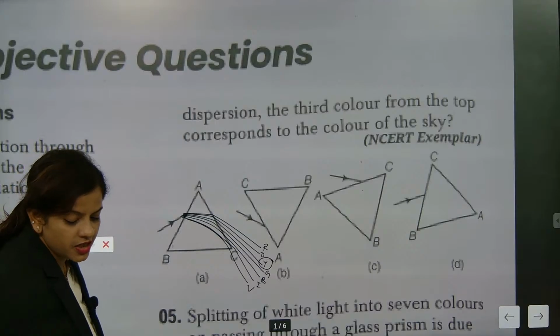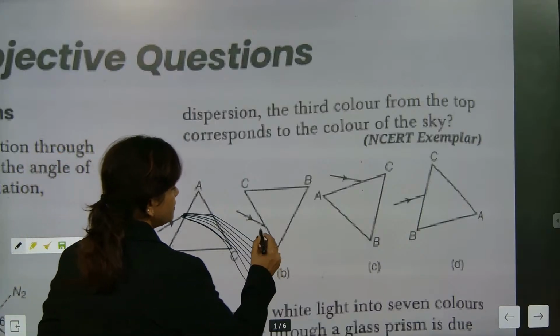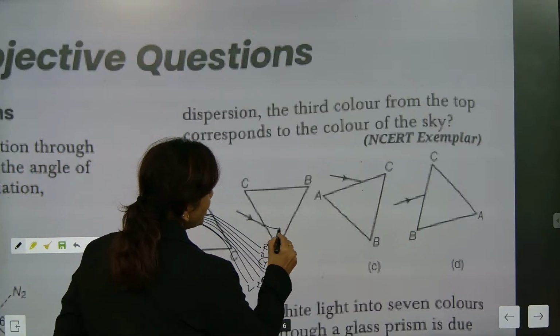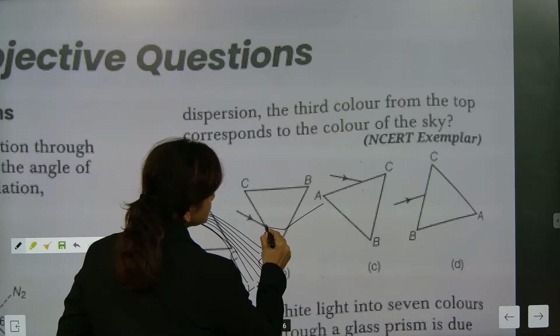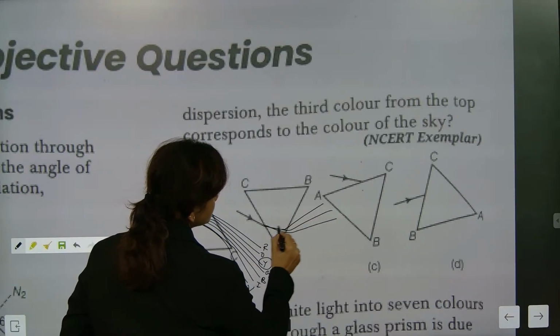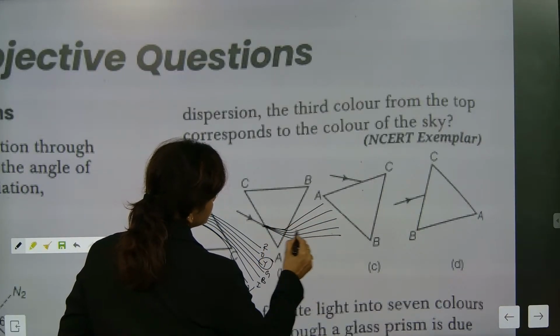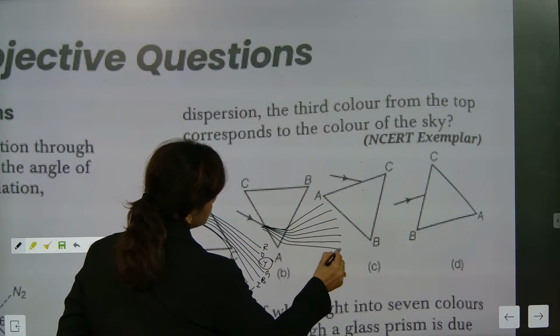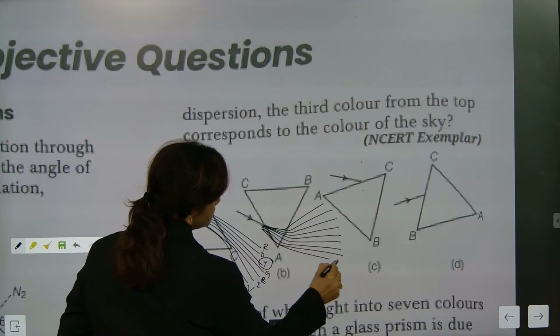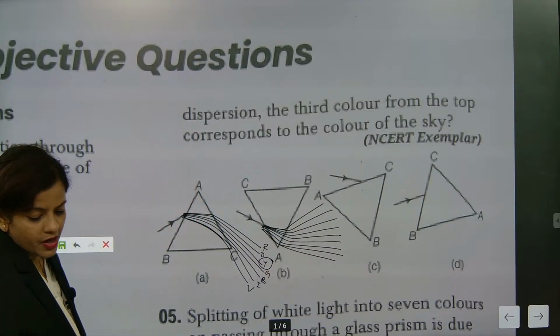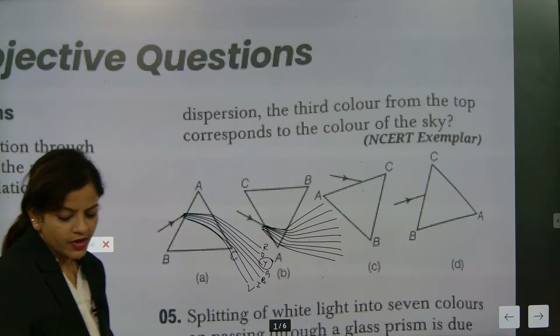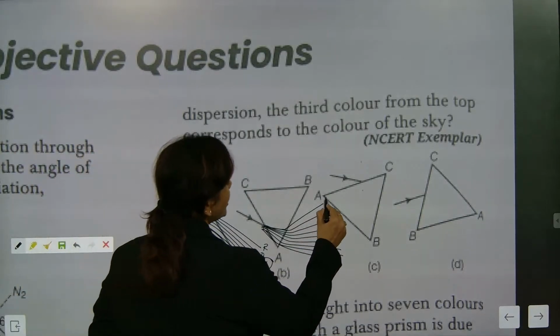What is the correct answer? Now from here you see, this part is coming. When this comes, you people have to see one thing. So here the first part will become violet.